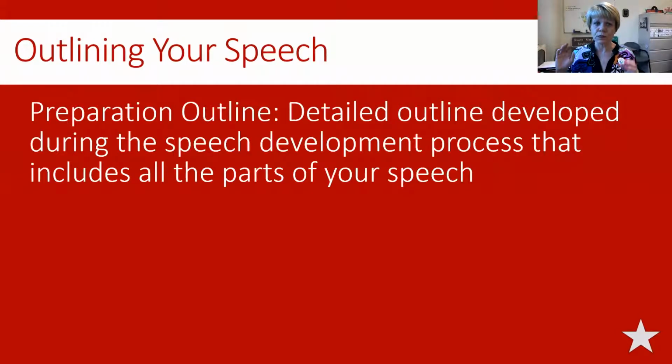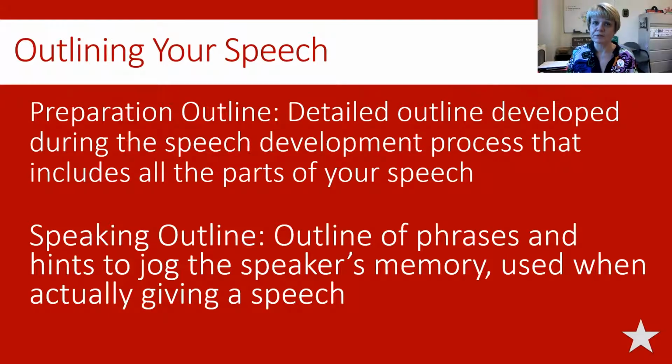So, two kinds of outlines for us to talk about. First kind is a preparation outline. A preparation outline is a detailed outline developed during the speech development process that includes all the parts of your speech. Basically, the preparation outline is going to be, when it's done, your speech right there in that organized fashion. So when you're developing your preparation outline, you are putting your speech together from beginning to end. The second kind of outline that you're going to be dealing with in this class, and hopefully moving forward with any speech you do, is the speaking outline.